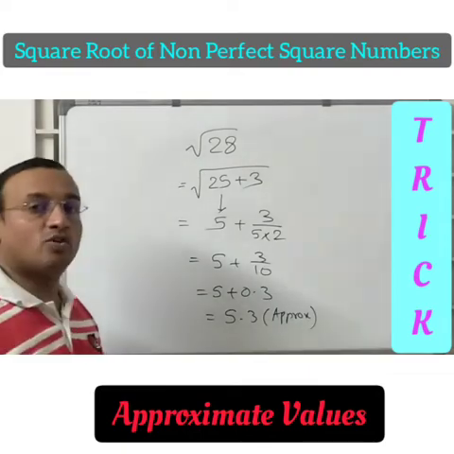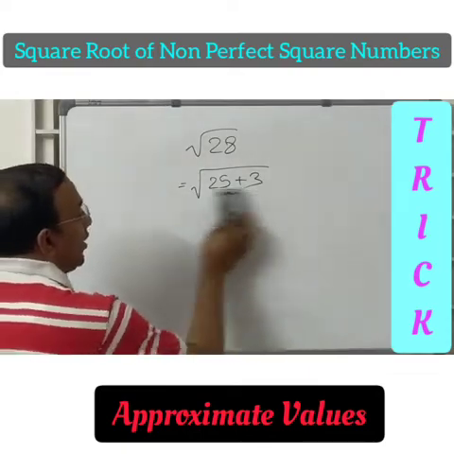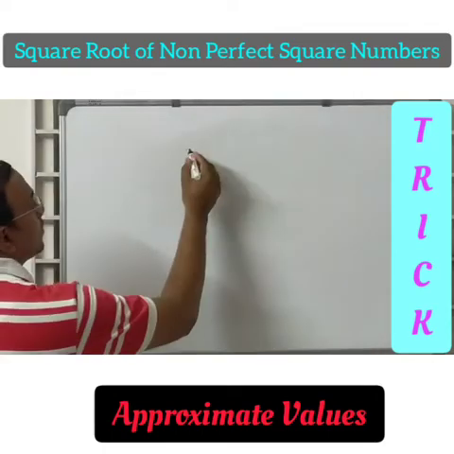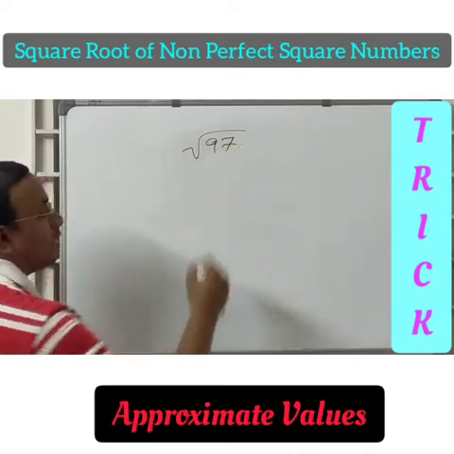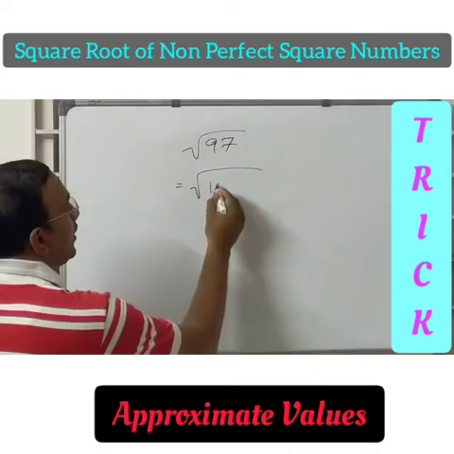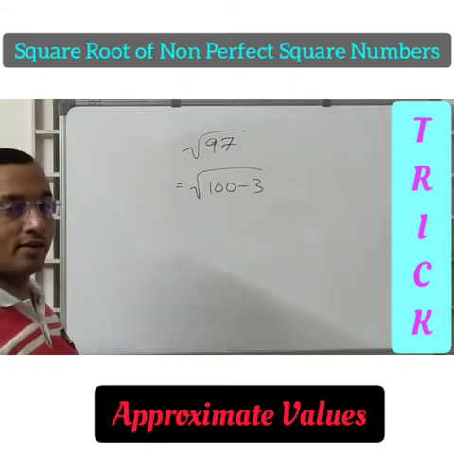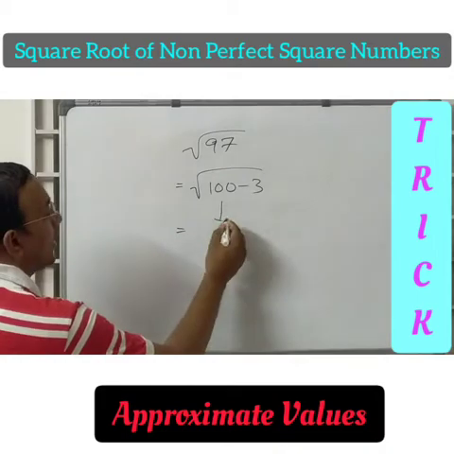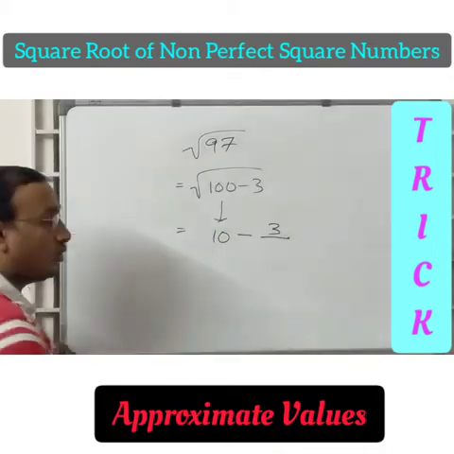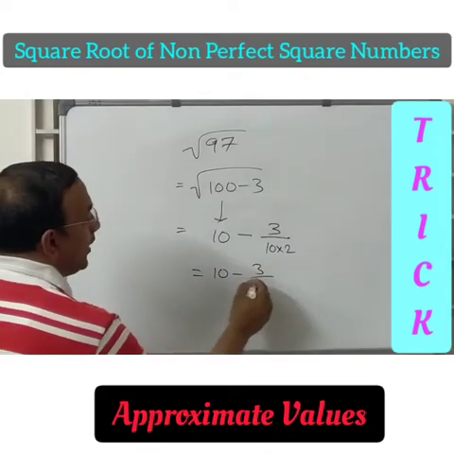Okay friends, let's go with one more example. Using this trick, you can find approximate values just in seconds friends. So let me go with root 97. What is the square number near to 97? Nothing but 100. So what I must do here is minus 3 to get my original 97. So next friends, root 100 is nothing but 10. Next, minus 3 by, what I am going to do, take double of this 10, twos. So 10 minus 3 by 20.